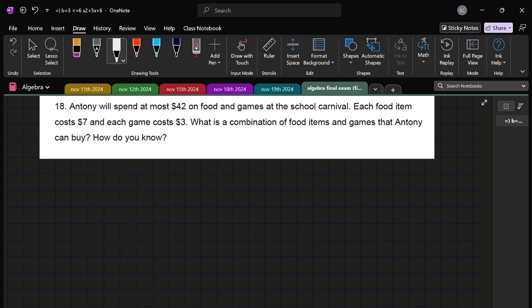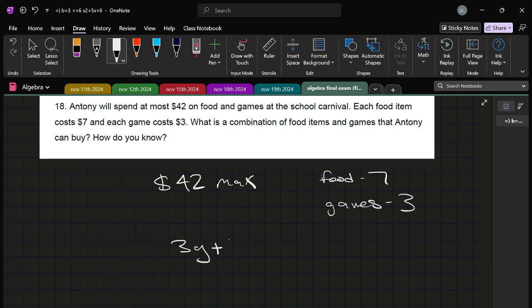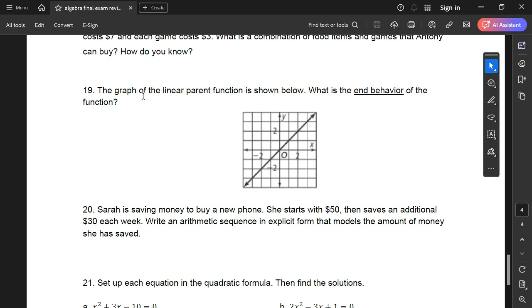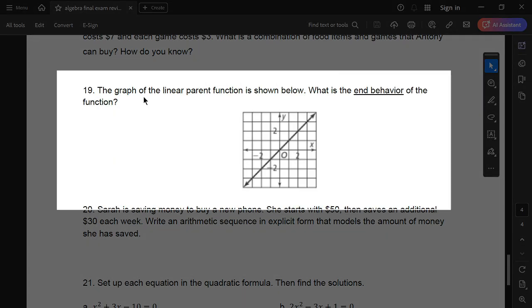So remember, $42 is our max. Food is $7. Games are $3. So that means $3 times the number of games plus $7 times the number of food you buy must be less than or equal to $42. And that is how you set up that one. Number 19.